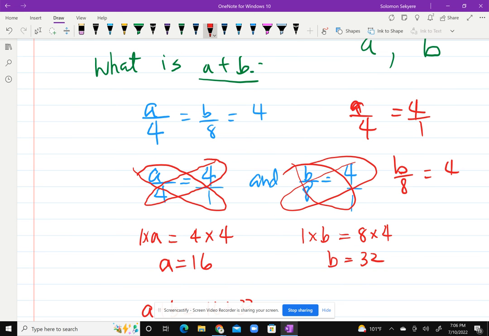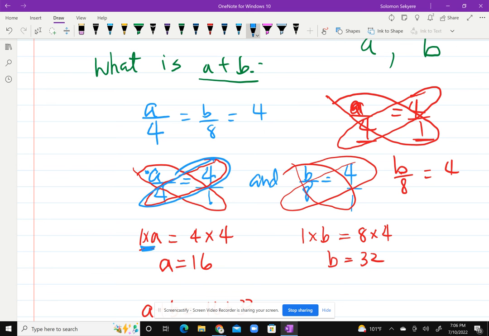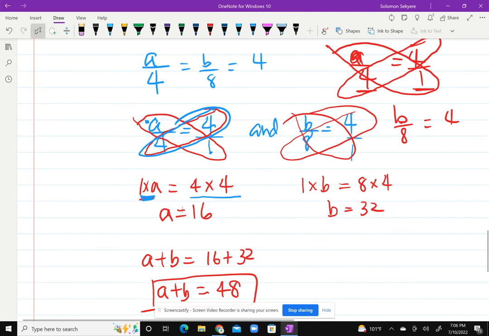Okay, let me teach you something right here real quick. You have one term here, one over here. Call it cross multiplication or the butterfly method. This times this is equal to that times that. So 1 times a, this one here times a is equal to 4 times 4, the butterfly method. And 1 times any number is the number. So a equals 16. See that?